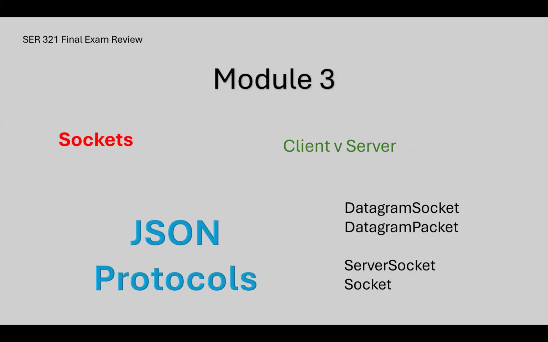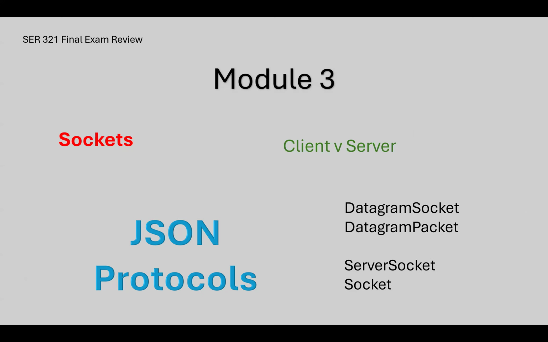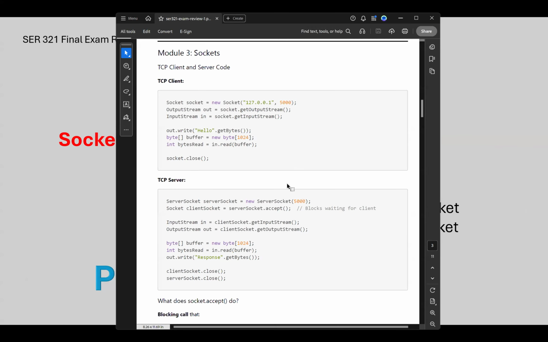So for sockets, I guess that's pretty much sockets in a nutshell. We have the JSON protocols. Module 3 also talked about TCP and UDP. This is where I believe the headers were primarily talked about. You can kind of see the difference. UDP is smaller, TCP is bigger. We already talked about that. Client versus server, obviously, those are the different methods of communication.